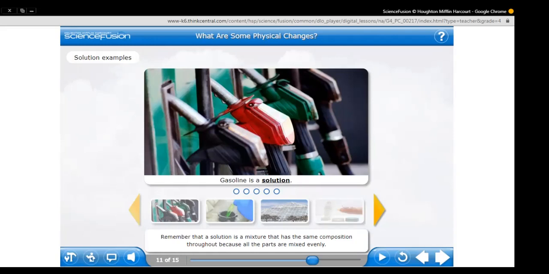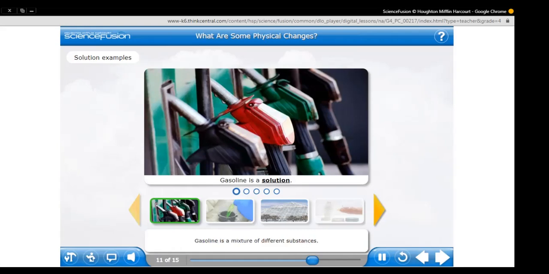Okay. So gasoline is a solution. A solution is a mixture that has the same composition throughout because all the parts are mixed evenly. Click the examples of solutions to learn more. Another common solution is gasoline. Gasoline is a mixture of different substances. It may contain hundreds of ingredients, which vary depending on where the crude oil came from and where it was made into gasoline.